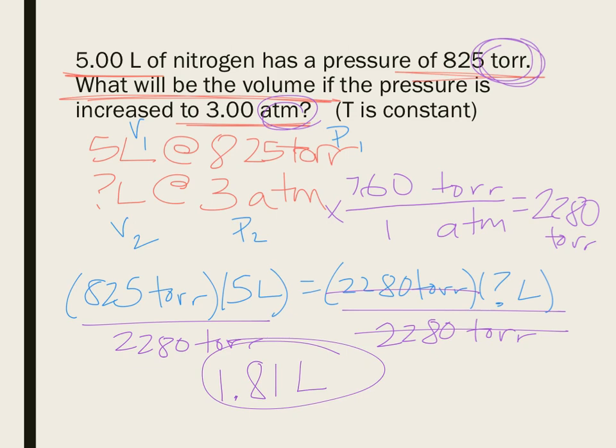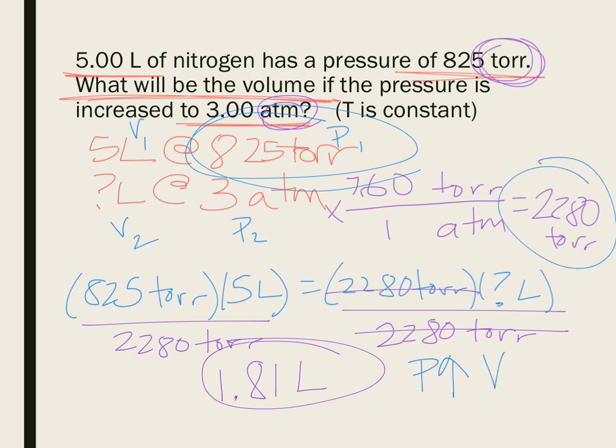So notice that my pressure did go up from 825 to 2280, and so my volume should have responded by going down, and it did, from 5 down to 1.81. So you always want to make sure you check that your answer actually makes sense with your problem.